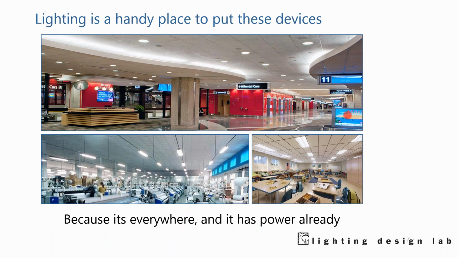Why are we putting all this in the lighting? Because it's a handy place. Lighting is kind of everywhere that people are. It's above us, so it has a good view of the space and what's going on in that space. And guess what? Most lighting has electricity running to it. So it's already got some power.